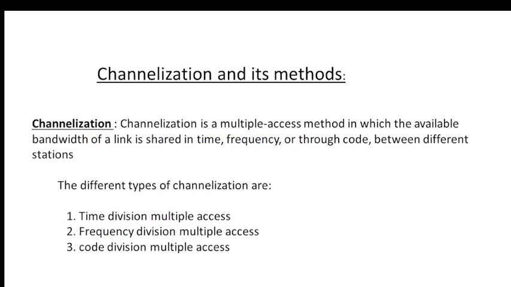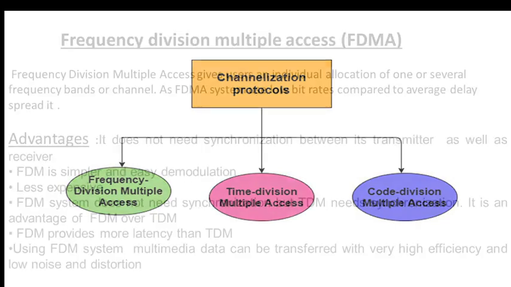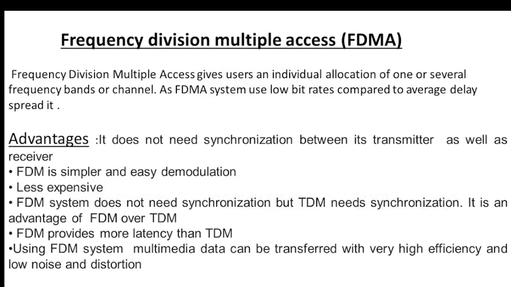Channelization and its methods. Channelization is a multiple access method in which the available bandwidth of a link is shared in time, frequency or through code between different stations. There are three types of channelization protocols: frequency division multiple access, time division multiple access, and code division multiple access. First one we'll see is frequency division multiple access, FDMA.